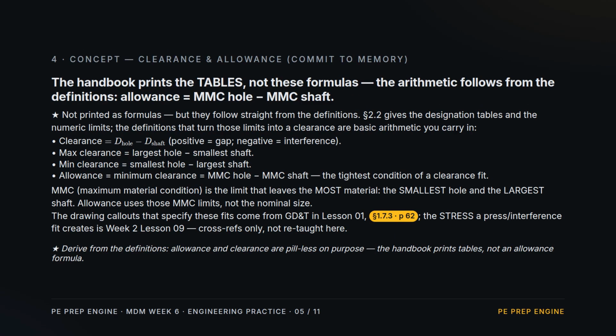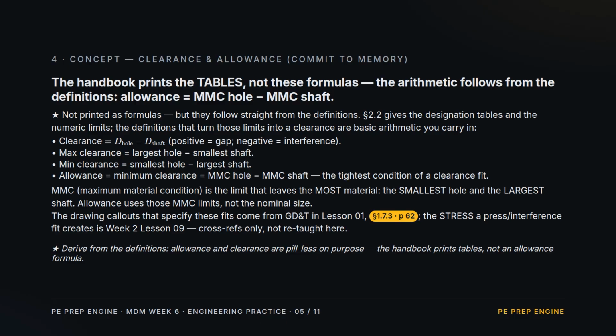Concept 4. Clearance and allowance, and this one follows from the definitions. The handbook prints the designation tables and the numeric limits, but it does not print an allowance formula. Those definitions are basic arithmetic you bring with you. Clearance is simply the hole dimension minus the shaft dimension. Positive is a gap, negative is interference. The maximum clearance uses the largest hole against the smallest shaft. The minimum clearance flips it, smallest hole against largest shaft.